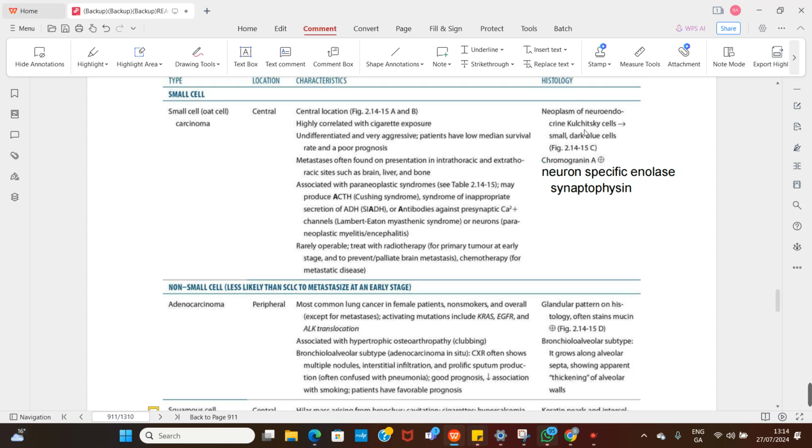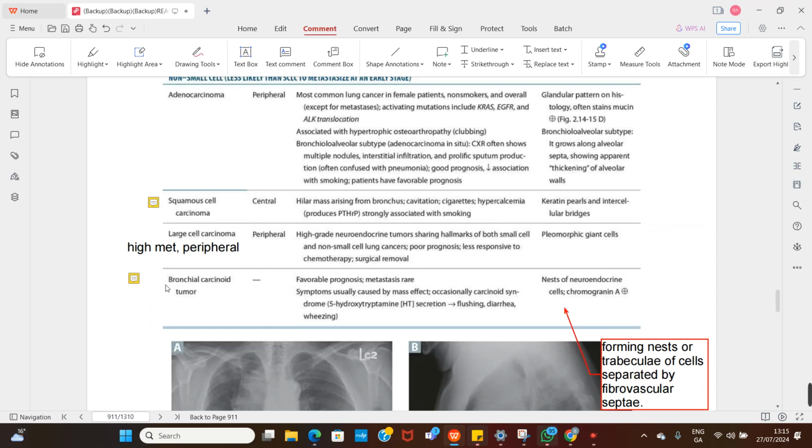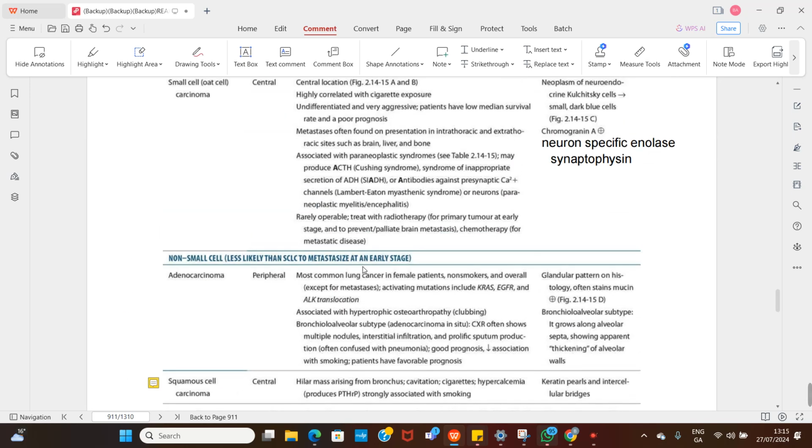Histology, the Kulchitsky cells, small and dark blue cell, don't forget them. And of course, from your staining, you can see the NSE, neuron-specific enolase, chromogranin A, synaptophysin. Very important stuff. It is not only small cell that is from the Kulchitsky cells, your bronchial carcinoid tumor too. I usually forget the name. It's also from the Kulchitsky cells. So that's that about small cell.